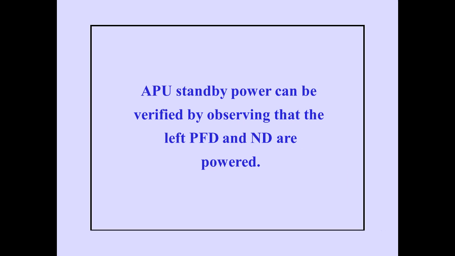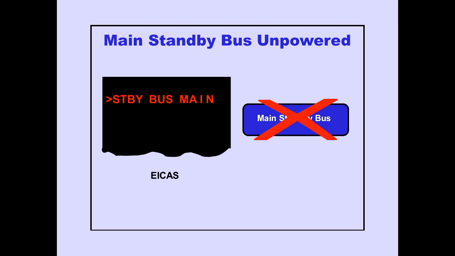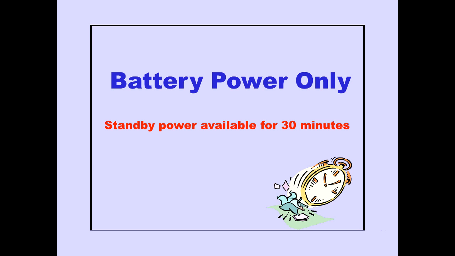APU standby power can be verified by observing that the left PFD and ND are powered. The main battery powers the main standby bus through the main standby inverter if all other normal sources are unpowered. With battery power only, standby power is available for at least 30 minutes.